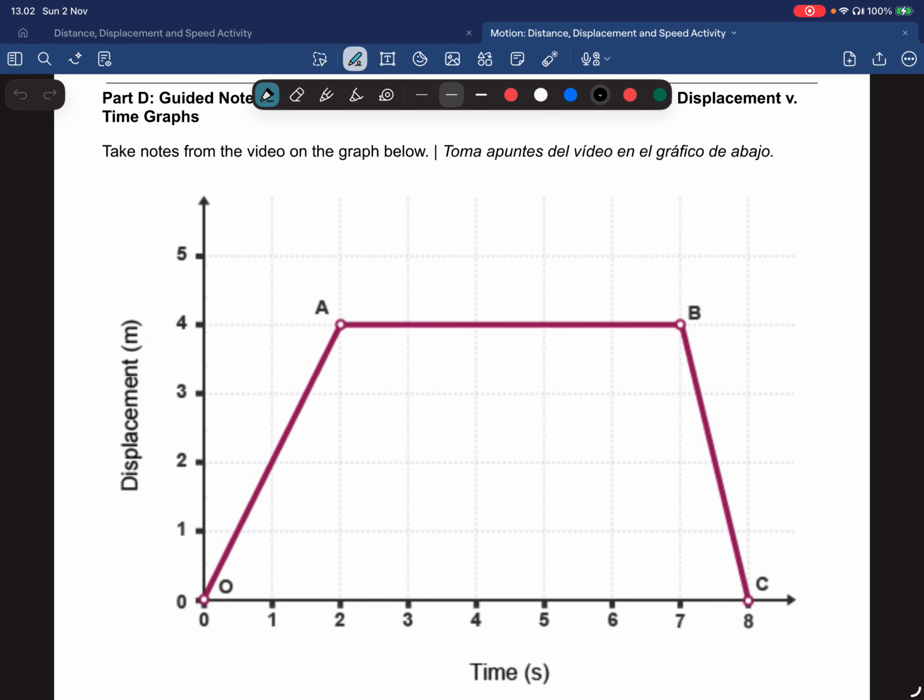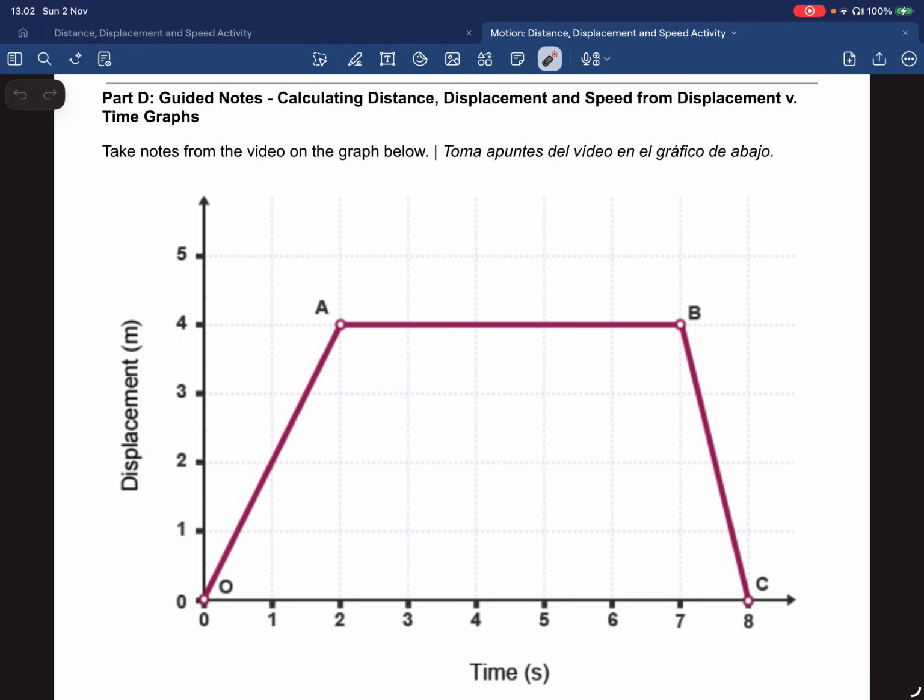Okay, ladies and gentlemen, this is another guided notes video. So basically, if I write it, you write it. So we are learning how to use displacement versus time graphs, like you've been dealing with in the matching motion activity, to calculate speed, distance, and displacement.